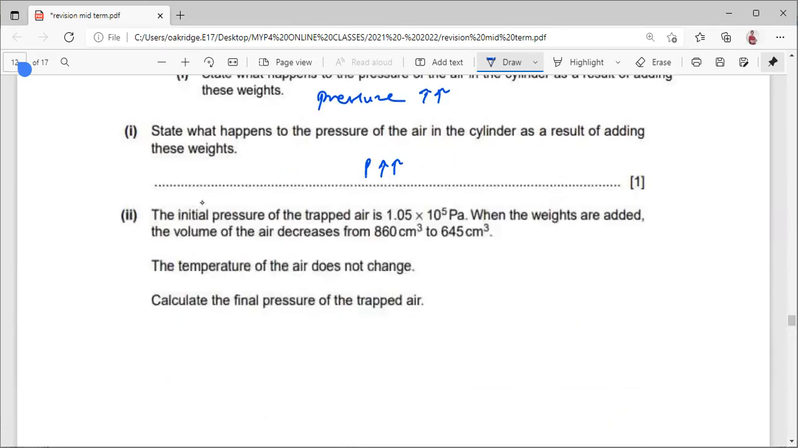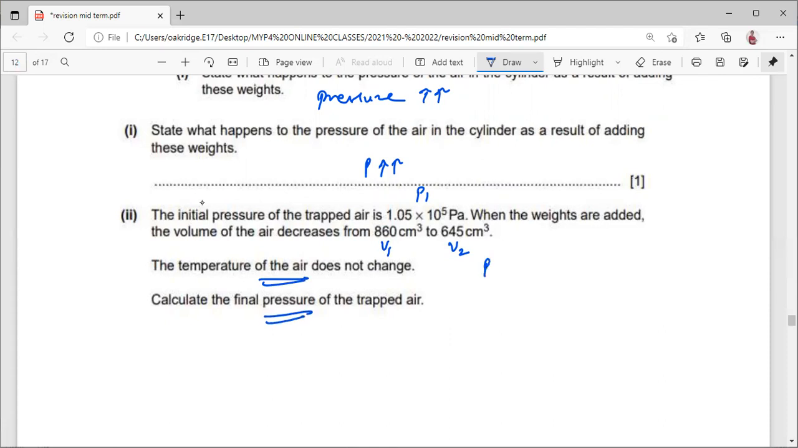The initial pressure of the trapped air is 1.05 into 10 power 5 pascals. So P1 is given. When the weights are added, the volume of the air decreases from 860 centimeter cube to 645 centimeter cube. This was your V1 initially, without weight addition. With the weight addition, this becomes your V2. Temperature of the air does not change. See, we already got a clue. Calculate the final pressure of the trapped air. What is the final pressure?